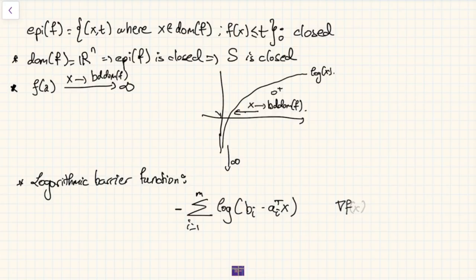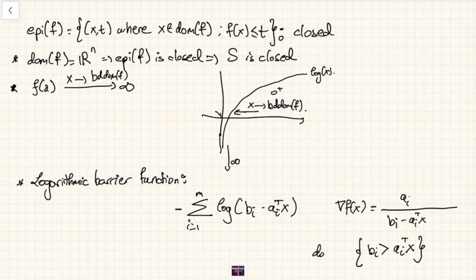Actually its gradient goes like this. So you've got b_i minus a_i transpose x, right? And then you've got the derivative of that in the numerator, which is a_i. Now the minus cancels with this minus, right? So you've got this guy over here. This guy is defined as long as b_i is strictly greater than a_i transpose x, which is what defines the domain of f, right? So your domain is here. As long as x is here, this is well defined.